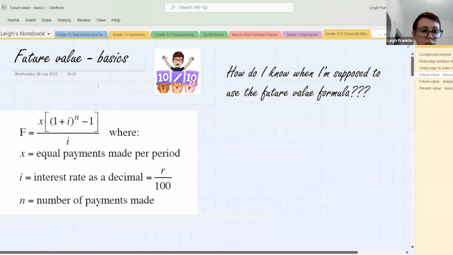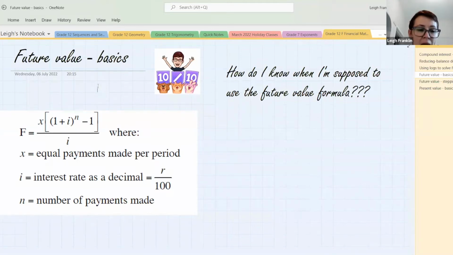What I wanted to do is start future value with you. First of all, I wanted to introduce you to the formula and explain what each of the different variables means. But another really important thing for us to discuss is how do we know when we're supposed to use the future value formula? Part of this discussion needs to take place once you've done present value as well, so that you can compare the two with one another.